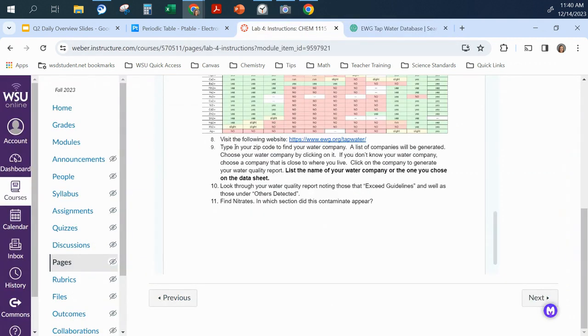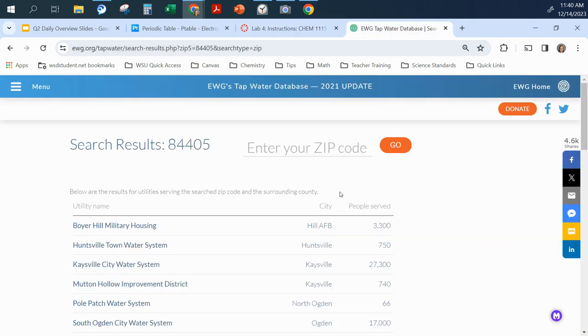We're looking for a list of companies. Choose your water company, or you can choose one close to where you live. The first question is asking you to list the name of the water company that you picked. Then look to see about things that exceed guidelines and things that are other detected. The first question is going to ask us about nitrate, and we're going to look for whether nitrate exceeds guidelines or is an other detected. Okay, so let's see.